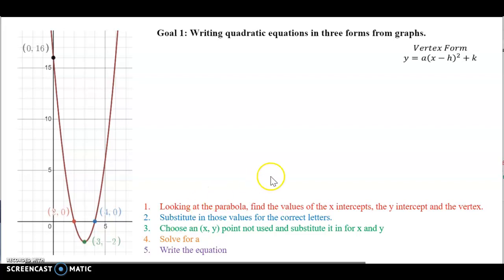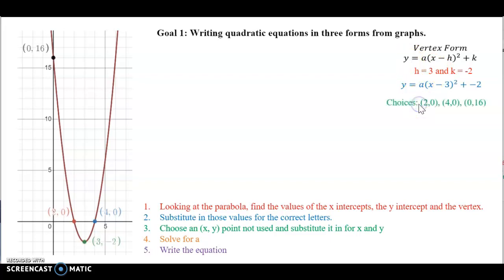So if you recall the vertex form, looking at this graph, you can straight away see the vertex is (3, -2). So we know that h is 3 and k is -2. Now we can quickly substitute that into the vertex form equation. And then we need to choose yet another point.